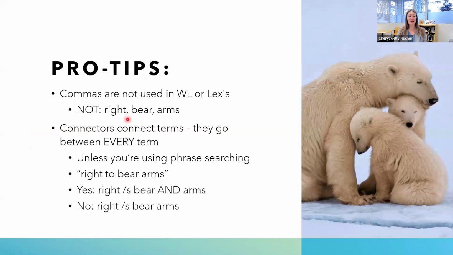A couple other pro tips. Commas are not used. They're not a thing. So you're not going to put right, comma, bear, comma, arms. Don't use commas. Connectors will connect every single term if you're using a Boolean search. You can't skip a term. Right here it's skipped. You can't do that. You have to put a connector between each and every term. So the connector between these two is same sentence. The connector between these two is the connector and. All right, those are the pro tips.